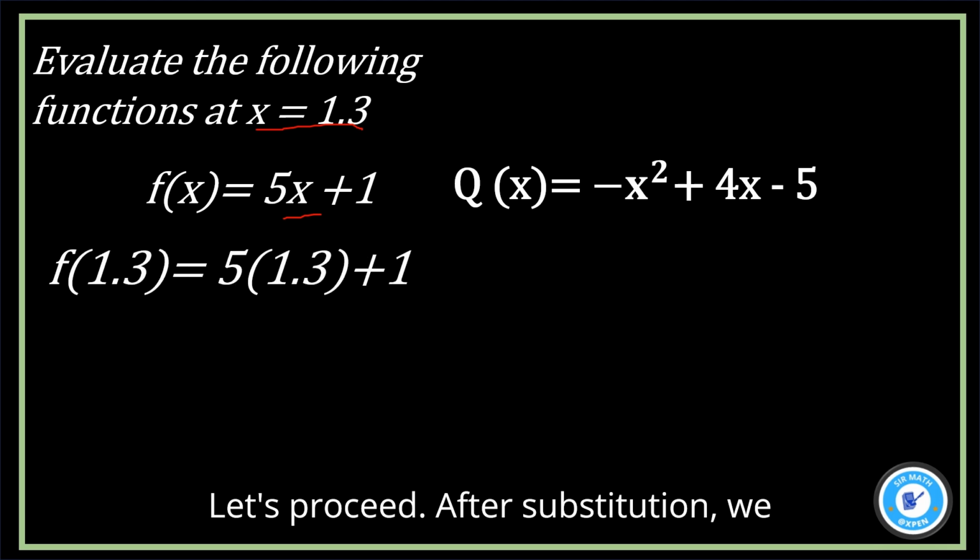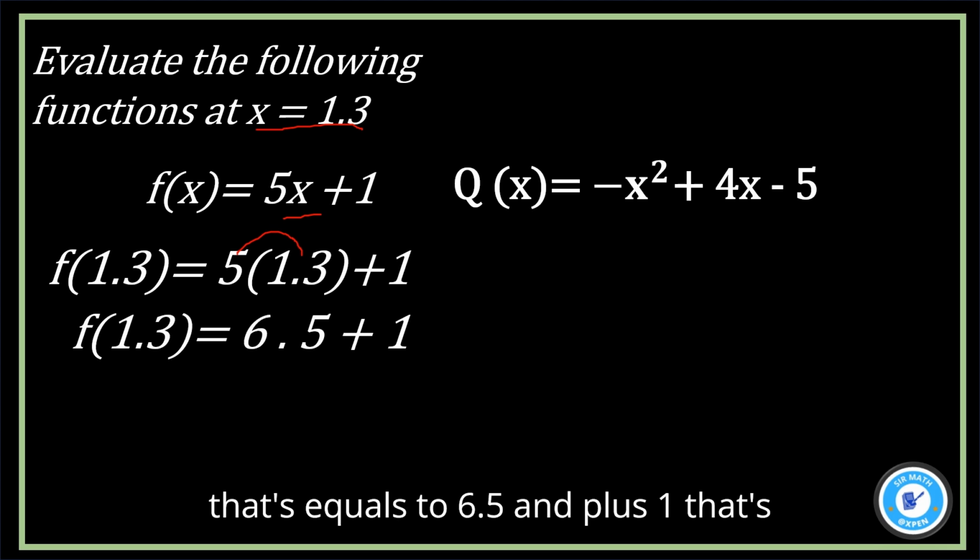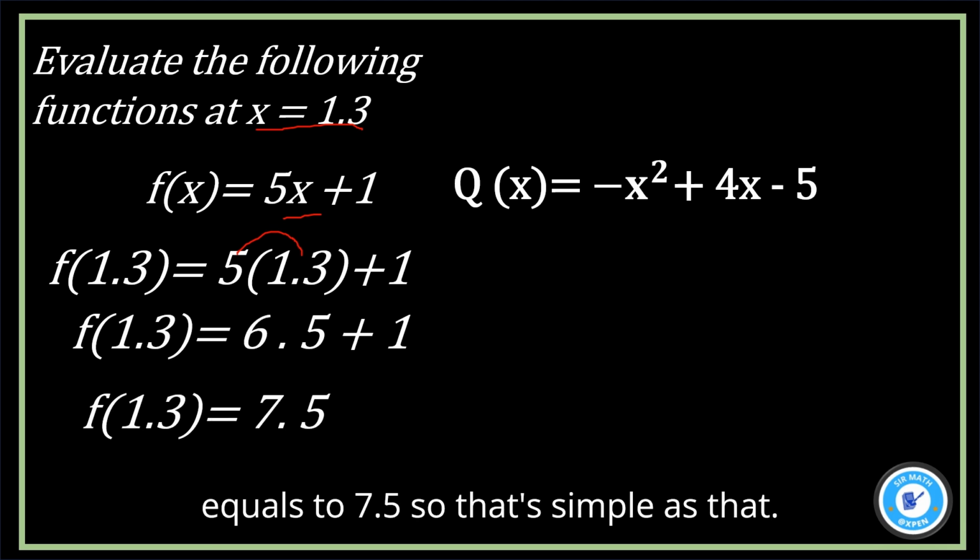Let's proceed. After substitution, we simply multiply 5 times 1.3, and that's equals to 6.5, and plus 1, that's equals to 7.5. So that's as simple as that.